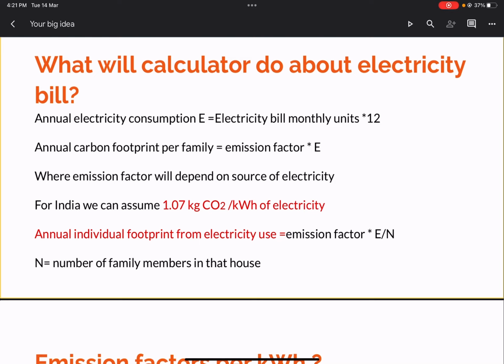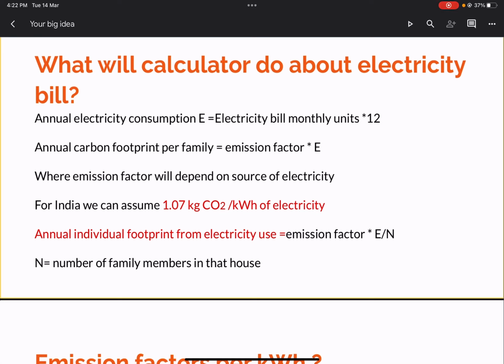Now, how is this obtained, and why is it important for us to get the correct emission factor? It is because the emission factor is a function of how the electricity is generated. So if it is generated from coal, the emission factor will be different. If it is generated from natural gas, the emission factor would be different. If it is nuclear electricity, the emission factor would be different. If the electricity comes from solar or wind, the emission factor would be different, right? If the electricity comes from a large hydroelectric power plant, the emission factor would be different.